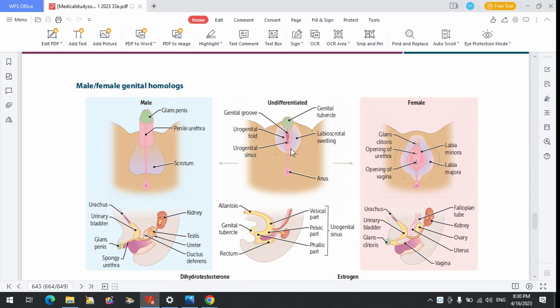Now, the four major things that will form the external genitalia derivatives of male and female are those four things I've mentioned: your genital tubercle, your urogenital sinus surrounded by the urogenital fold, and of course the labioscrotal swelling surrounding the urogenital fold. Once you know this, you cannot forget it again.